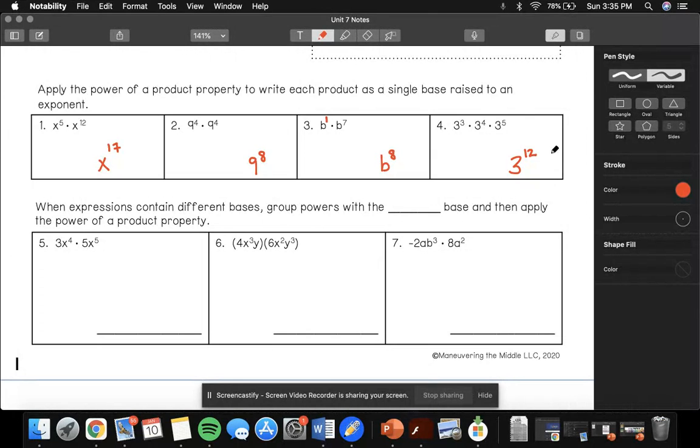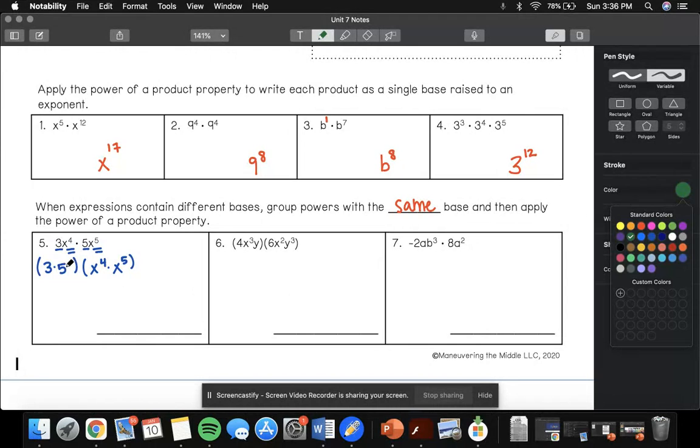When expressions contain different bases, we're going to group powers with the same base and then apply the power of product property. Okay, so we're just going to visualize we have 3x to the 4th times 5x to the 5th. So first, I'm just going to group together my regular base numbers. We have 3 times 5. Okay. Then I'm going to group together my common bases of x to the 4th times x to the 5th.